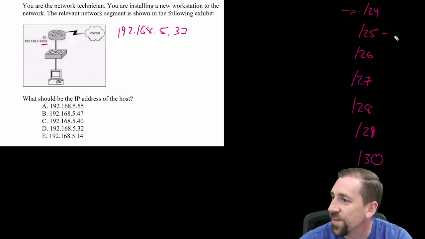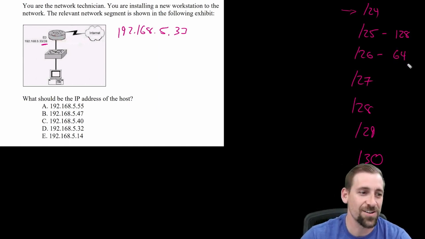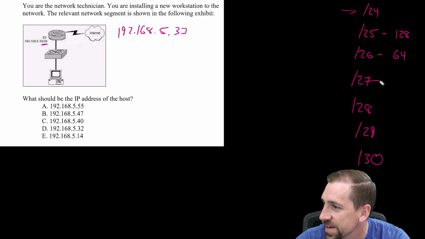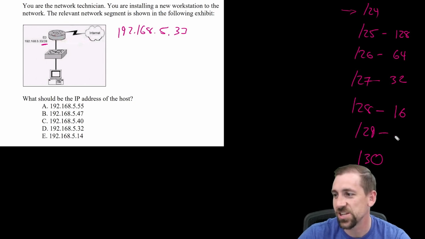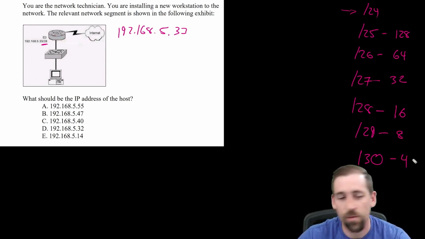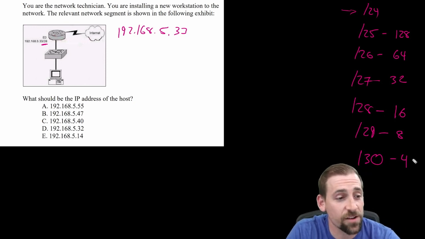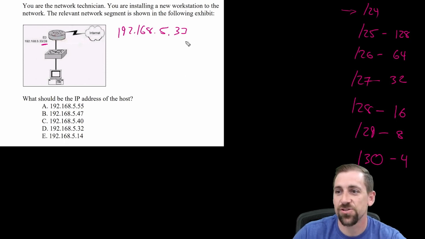And so a /25 is actually going to be a 128 block subnet. A /26 is going to be a 64, not 100, it's going to be a 64 block subnet. A /27 is going to be a 32 block subnet. /28 is going to be a 16 block subnet. A /29 is going to be an 8 block subnet. And a /30 is going to be a 4 block subnet, right? So there's going to be a block of 4 addresses in this /30. But anyway, we're not in a /30, are we?